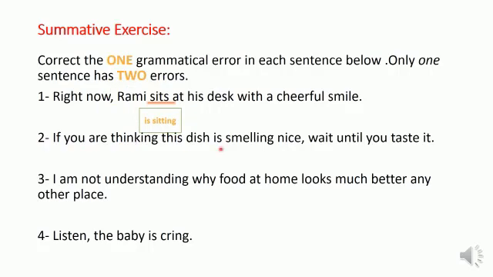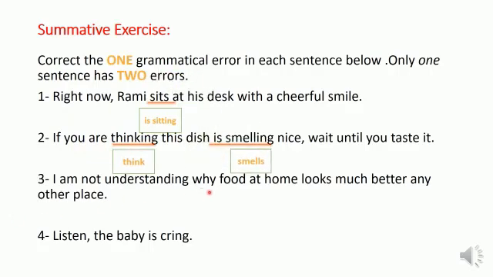If you are thinking this dish is smelling nice, wait until you taste it. Look at these two verbs: are thinking, is smelling. These two verbs are non-progressive because they show a state more than an action. So we should use them in the present simple. If you think this dish smells nice, wait until you taste it.